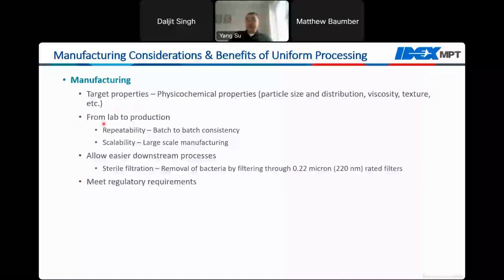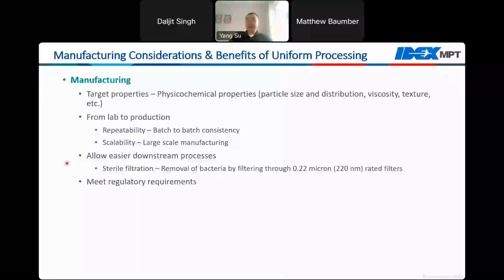Now, when you look for a method to produce or process your sample, obviously you want your method of selection to be very repeatable, that can consistently generate batch-to-batch results. And the method should also be somewhat future-proof when you're ready to scale up. The method should be ready to scale up directly for larger scale manufacturing.